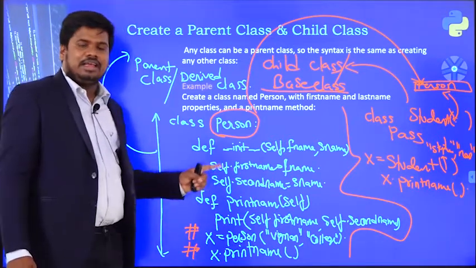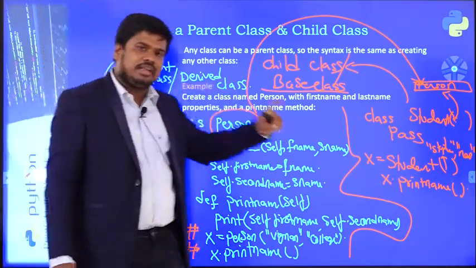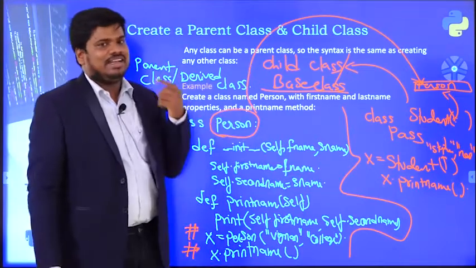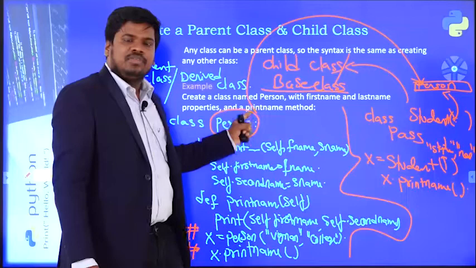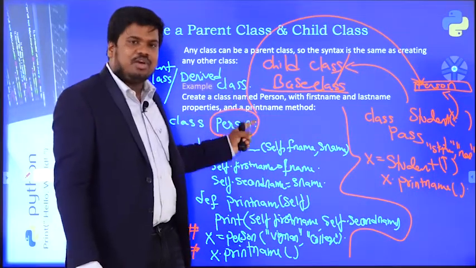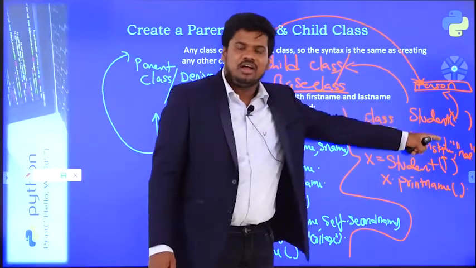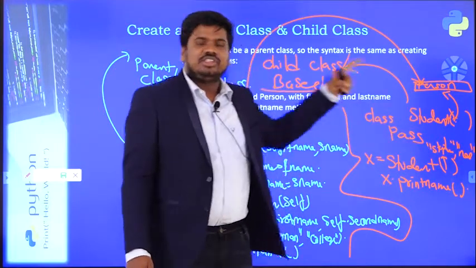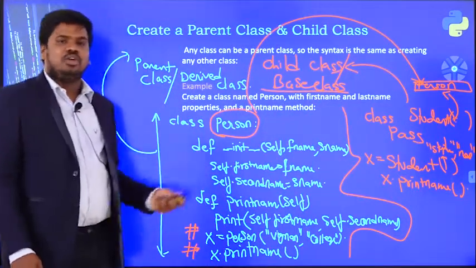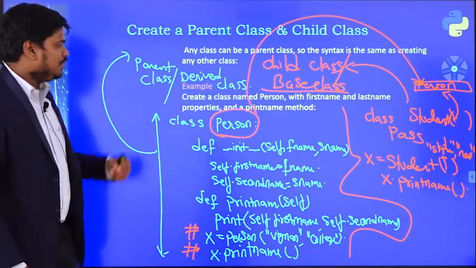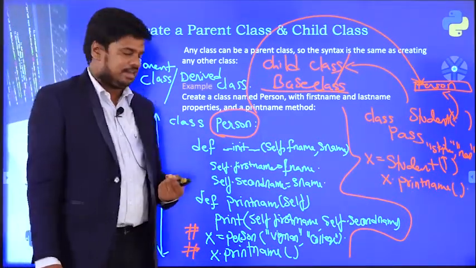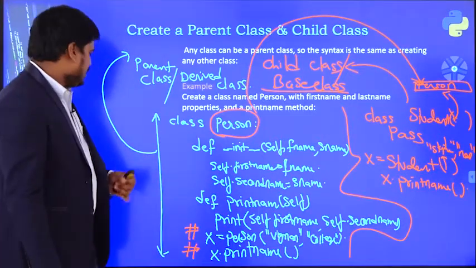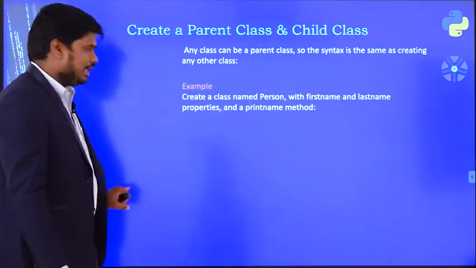How to create a parent class and how to create a child class. Whenever you are working with inheritance, you have to pass the class name of the parent as an argument to your child class. So these are the important points you have to remember. And this inheritance is known as single inheritance. Observe carefully, why is it called single inheritance?